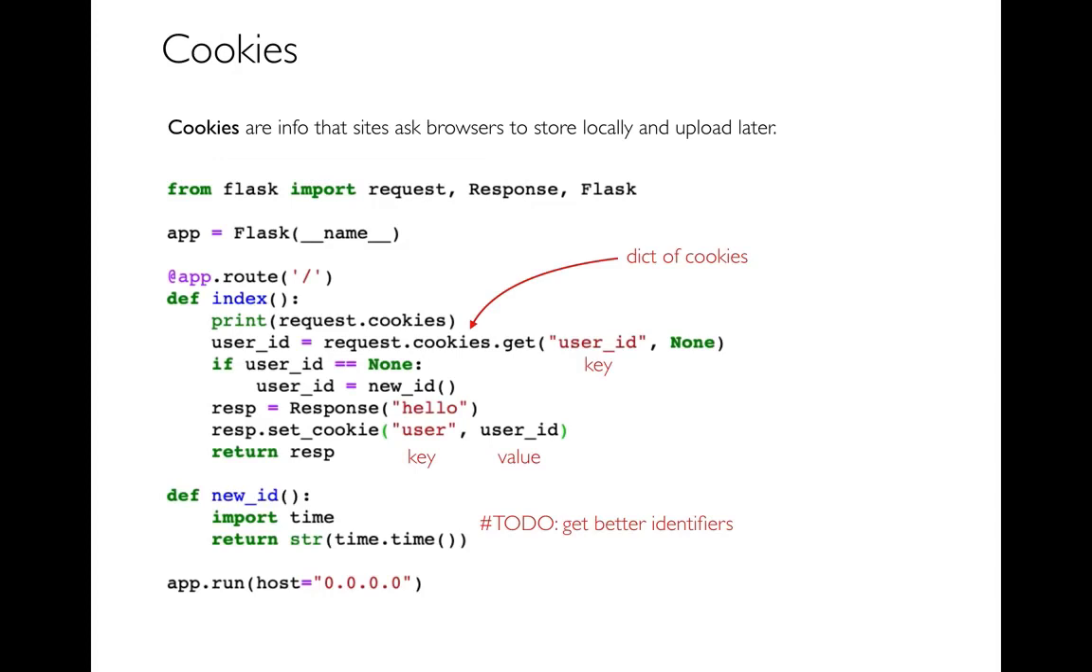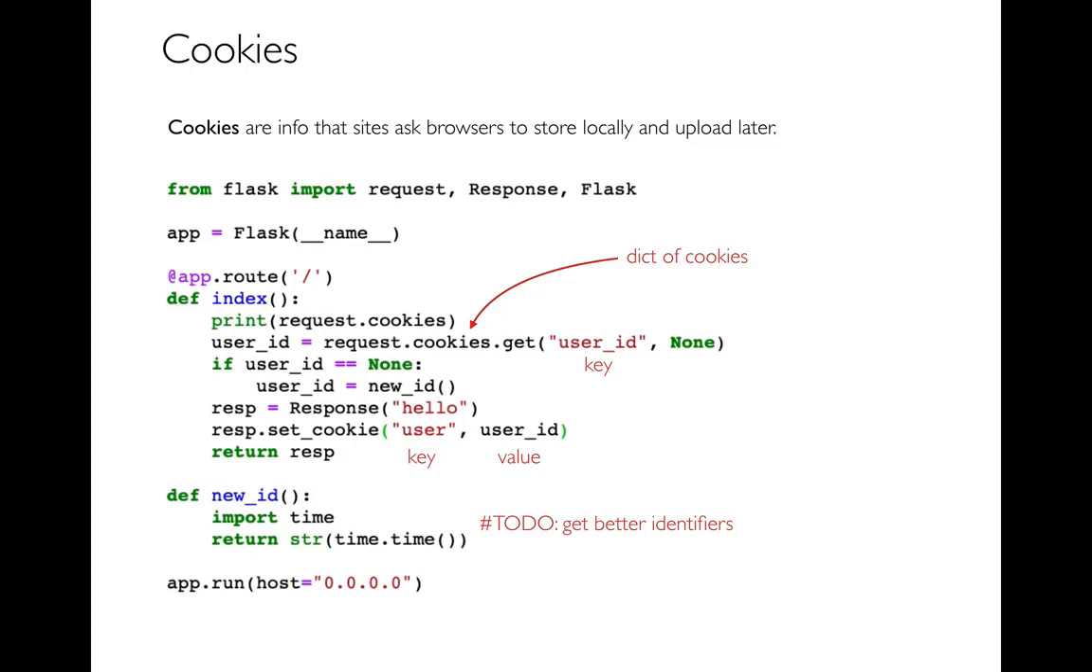Maybe you've heard of cookies. Cookies are just information that websites can ask browsers to store on a user's laptop, and then when there are requests later, they upload it. So we can keep track of who users are and track them. It's actually really easy to do in Flask, right? So here's an example of some code that's using cookies.